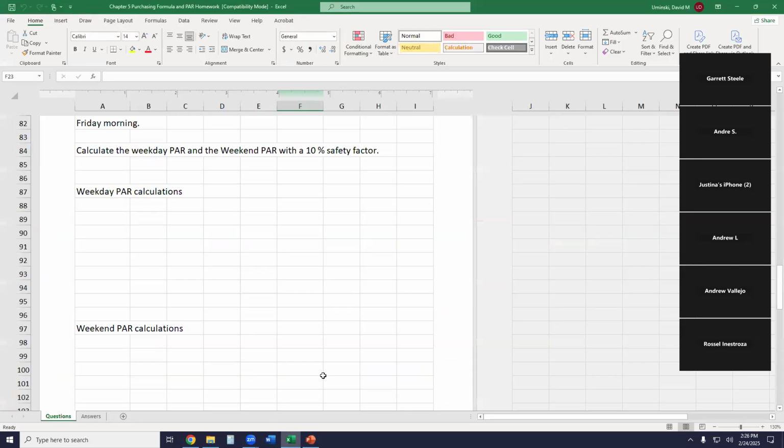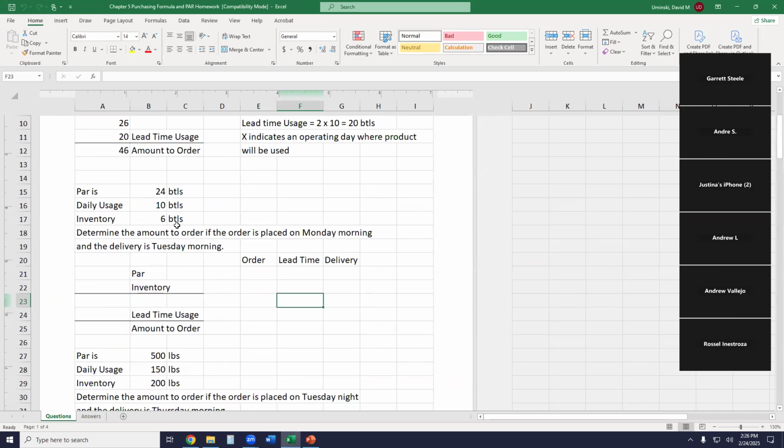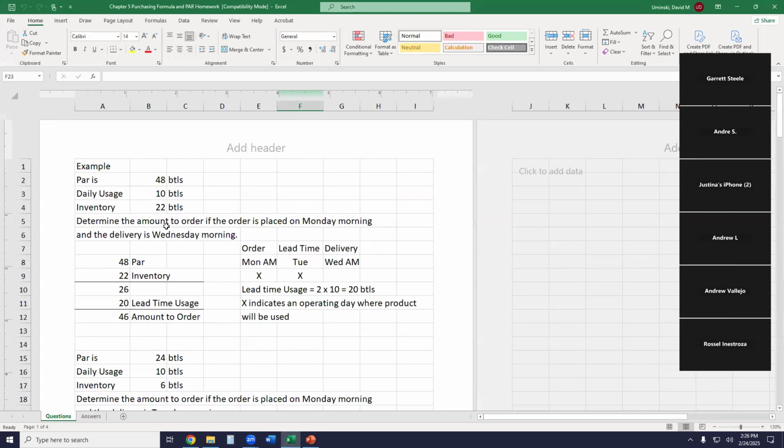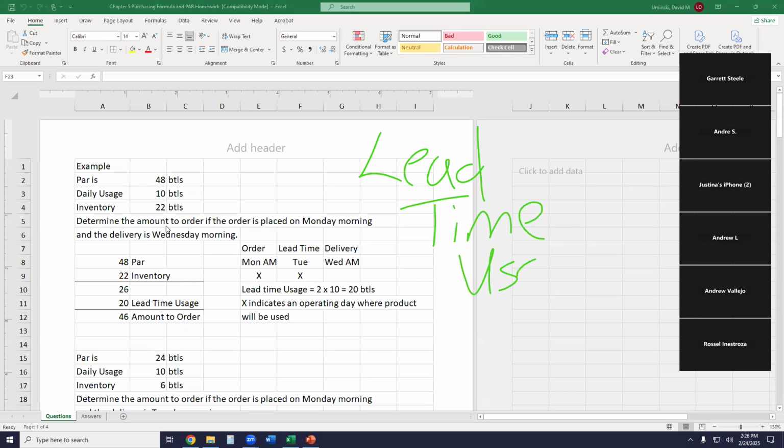So the last thing we're going to talk about is our lead time usage. Okay. That's the number 7 on your notes page. Lead time usage. So lead time is that time between when we actually order the product and when it's actually delivered. Do we shut down during that time? Do we say, oh, we got to close down? No. Okay.